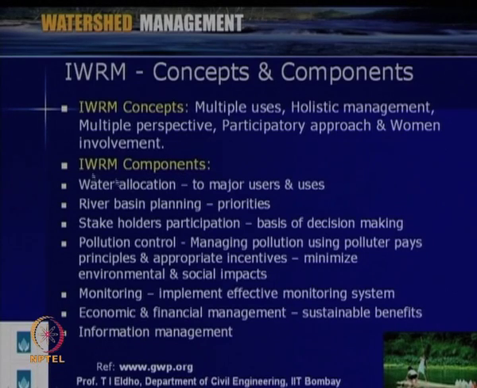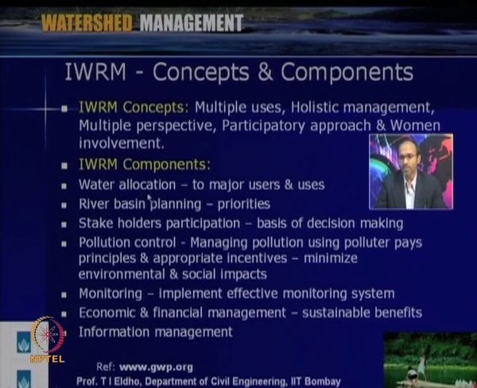And then let us see what are the important components as far as IWRM is concerned. So important components are listed here, like water allocation to major uses and users. So how we allocate for each sector, and then how efficiently we can do this. Then river basin planning. So as far as river basin is concerned, what are the important priorities? So that way we have to see. Then stakeholders participation. As we discussed in earlier lectures, it is very important not only in the planning stage, but in decision making and implementation.